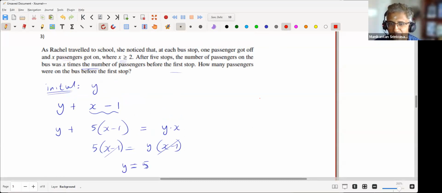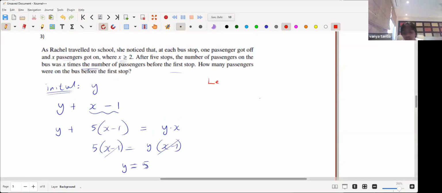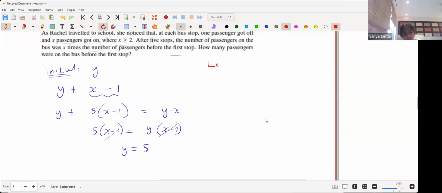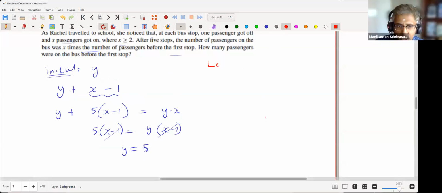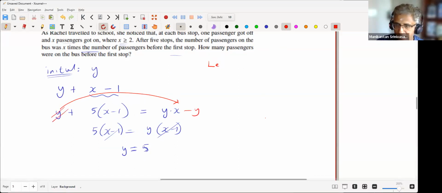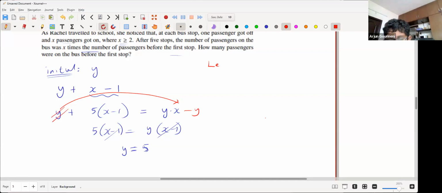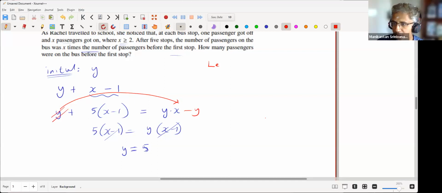All right. Second equation, in the second step, where did the plus y go? I moved the y to this side, so it became yx minus y. Sir, I did it in the same method. Okay, fine, Arjun. Vanya, is this clear? Yx minus y. And then y can come out, right?